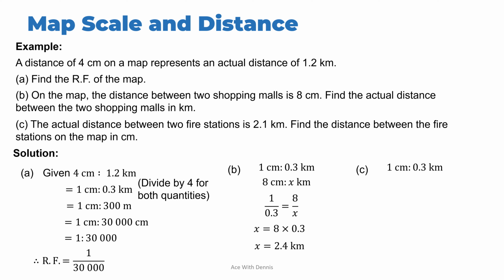C. Again, as we know, the ratio is 1 centimeter is to 0.3 kilometers. y centimeters is to 2.1 kilometers. So 1 over 0.3 equals y over 2.1. y will be equals 2.1 over 0.3, which is 7 centimeters.